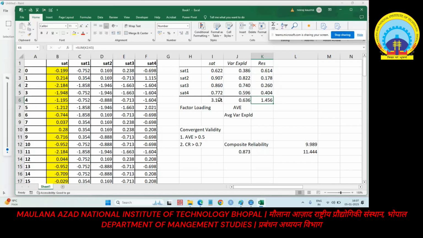But this is lambda, which we have just added. Hence its square will be required. So 9.99 divided by this. This is composite reliability. Then there is one more method. This is rho, RHO. And the rho value should again be greater than 0.7.